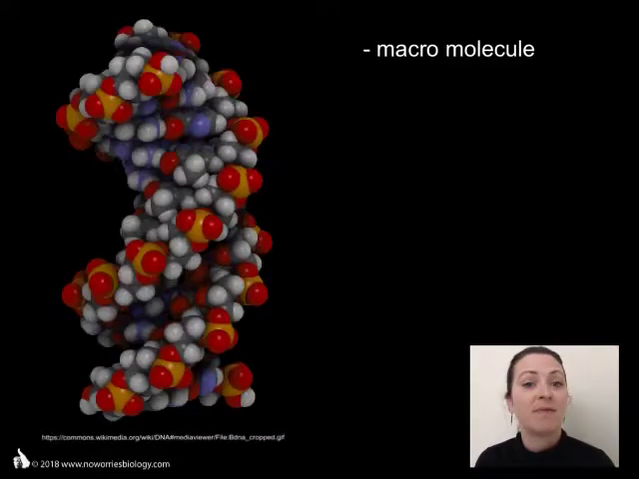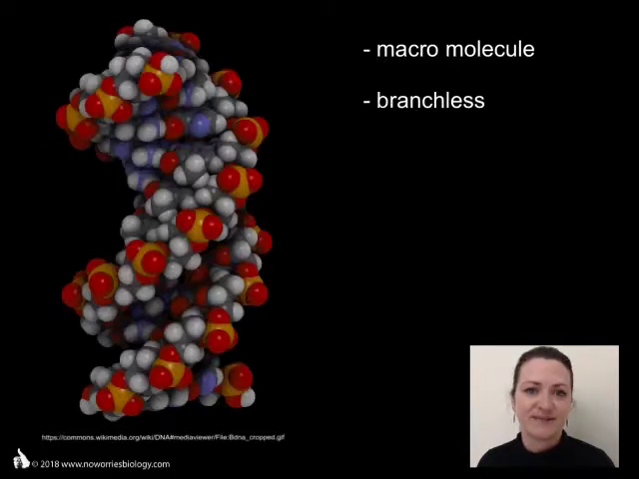It is important to note that the DNA is a very, very long thread, so to say. So there's nothing branching off to the side, if you want to say so. It's just this one very, very long thread. And this is what we mean when we say the DNA is branchless.